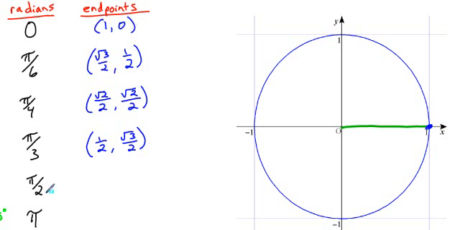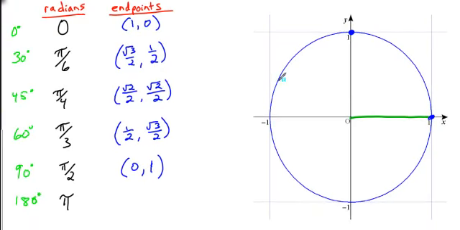And if I go to 1/2 pi, that's going to put me right here on the unit circle, and that obviously corresponds to an endpoint of simply 0 comma 1. And last but not least, pi, which is equivalent to 180 degrees, is 1/2 way around the circle, puts me right there. And that obviously has an endpoint of negative 1 comma 0.